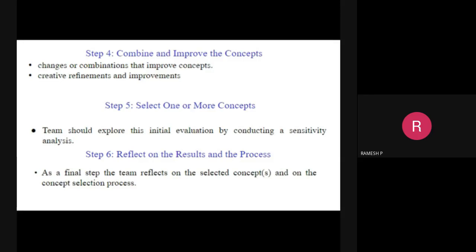After each stage of concept selection, it is a useful reality check for the product development team to review each and every individual process. Now that's enough.